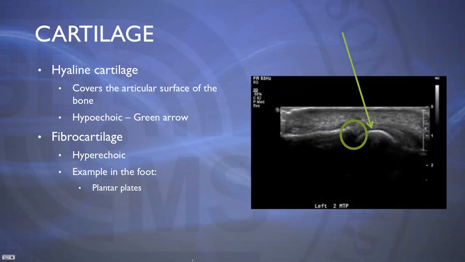Cartilage, we can see both hyaline cartilage and fibrocartilage. The hyaline cartilage covers the articular surface of the bone, and in this example here we're seeing it with the green arrow, this hypoechoic line. Fibrocartilage is more hyperechoic in contrast. An example in the foot would be the plantar plates, which is what we're seeing here with the green circle. It's a little bit more hyperechoic, and it's a plantar plate.